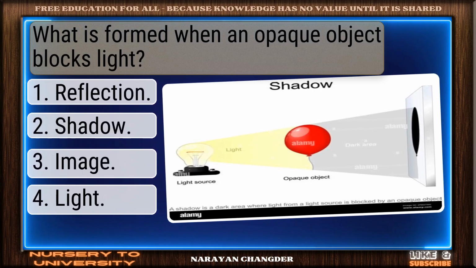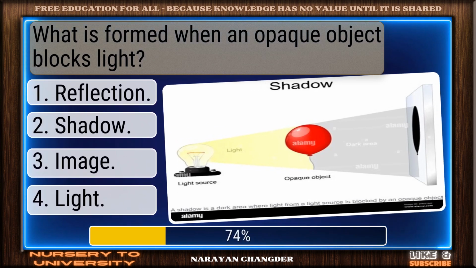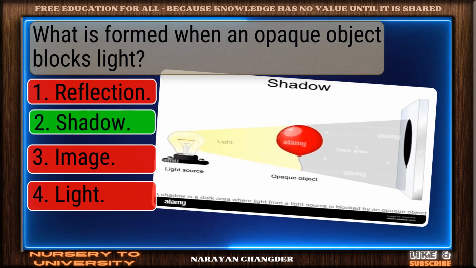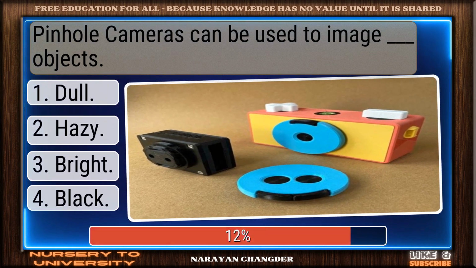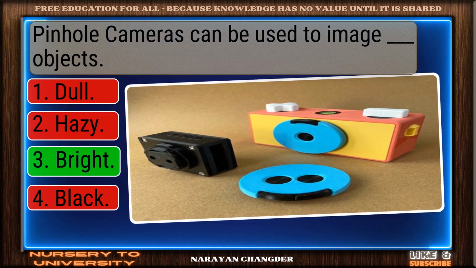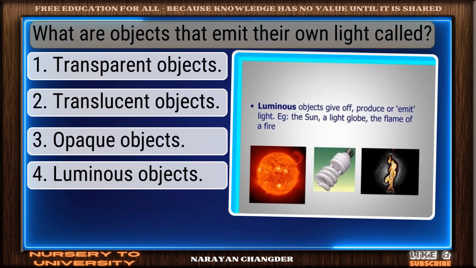What is formed when an opaque object blocks light? Smart pick. Shadow is the correct choice. Pinhole cameras can be used to image dashed objects. You're right. Bright is the correct answer. What are objects that emit their own light called?